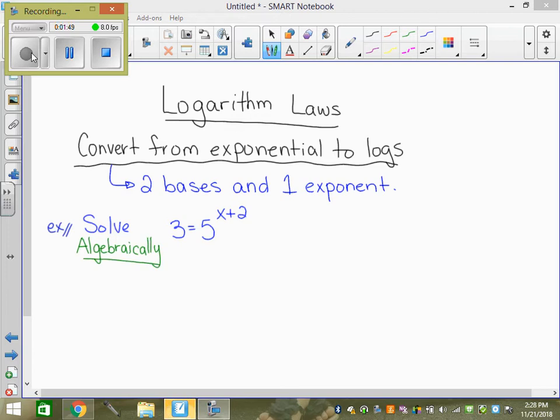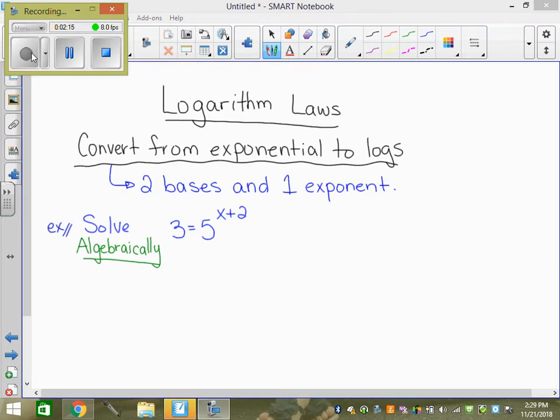Algebraically, if I have two bases, which I currently do, a base 3, which is just 3 to the 1 technically, and a base 5, and one exponent. I can't have exponents on both, or I have to deal with this totally differently, which we will learn, but not today. If I have two bases and one exponent, I can convert it to a log. And why would we convert it to a log? Because when you convert to a log, your exponent is no longer an exponent.